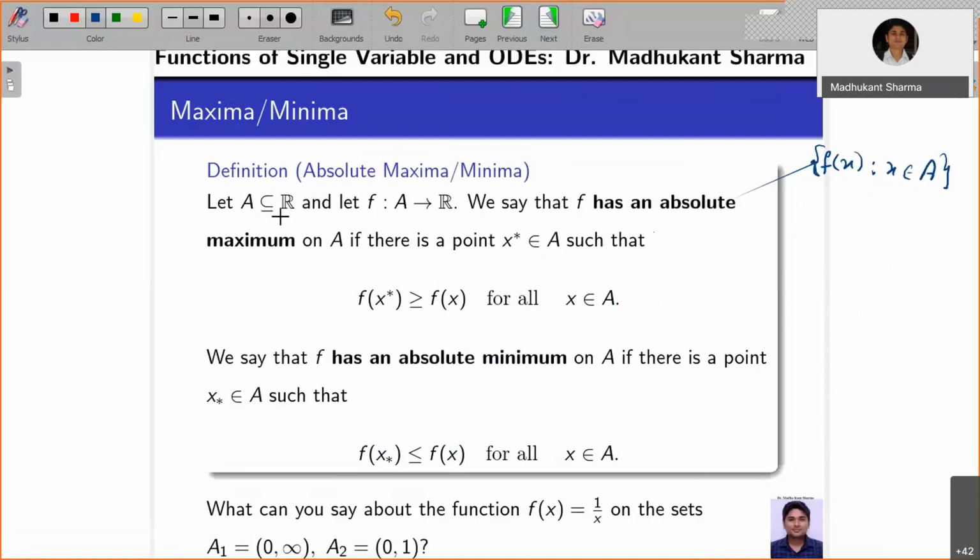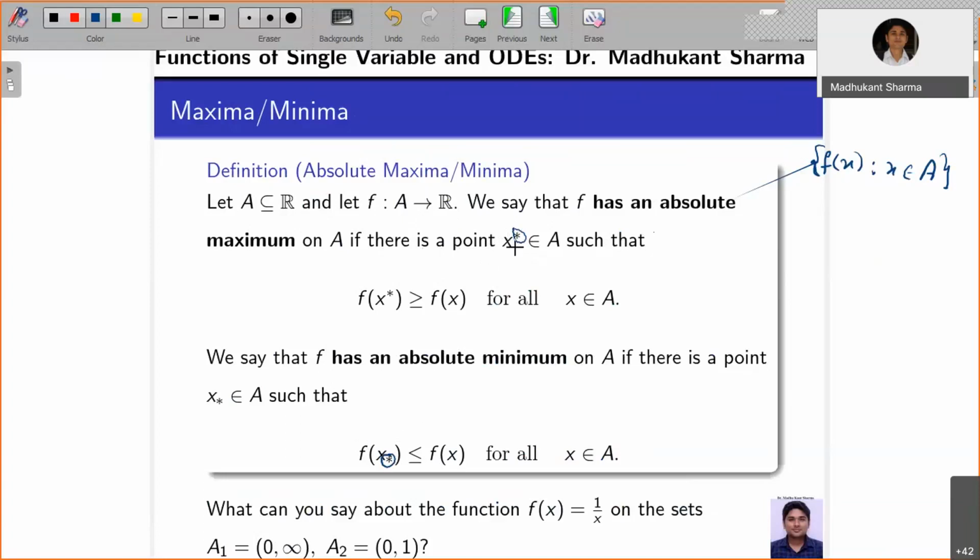So for a general interval, let A be a subset of R and let f be a function from A to R. We say that f has an absolute maximum on A if we are able to identify a point x star, with the superscript star for the upper case and the subscript star for the lower, corresponding to absolute maximum and absolute minimum.